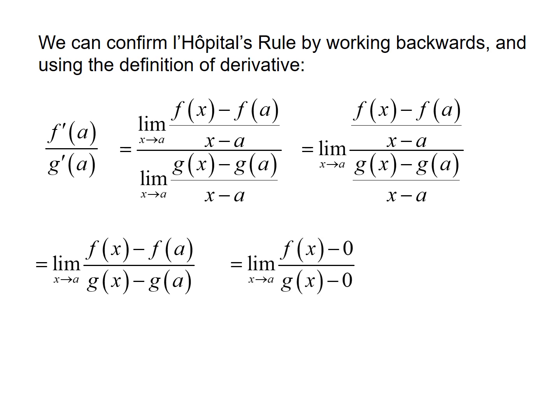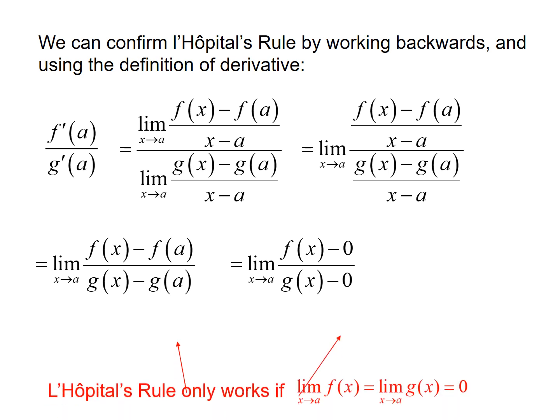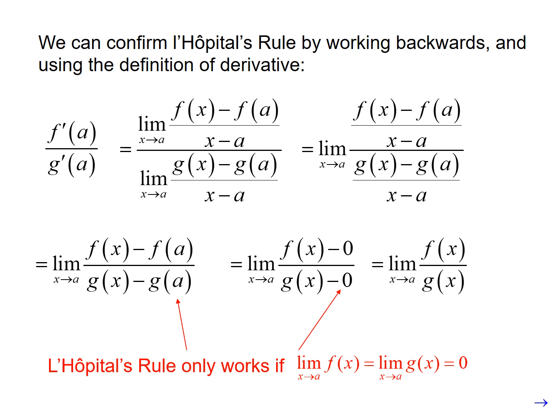Well, in order to apply L'Hopital's rule, we've stated that the two functions need to be approaching 0, so the limit as x goes to a of f of a equals 0, and the limit as x goes to a of g of a equals 0. And we're left with the limit as x goes to a of f of x over g of x. And we could take this whole thing and turn it around, starting from the end and working back to the start, and we can see that we have L'Hopital's rule.